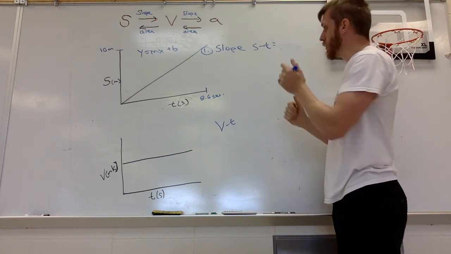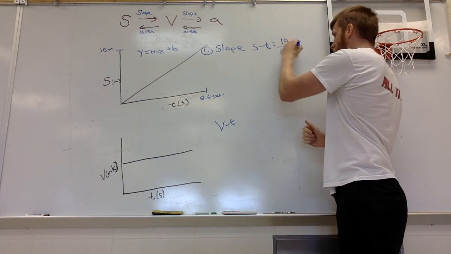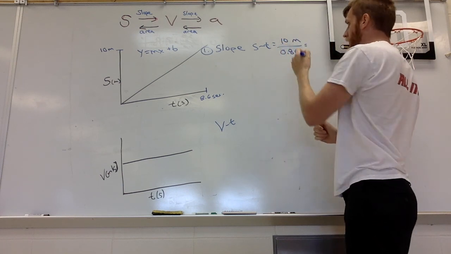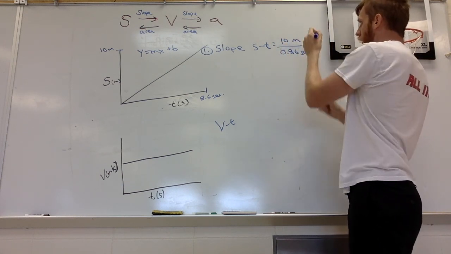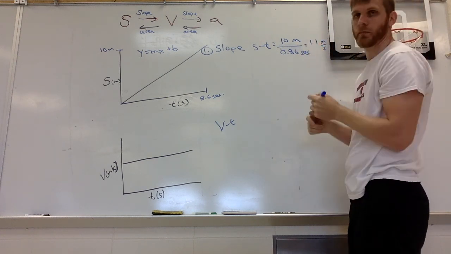I'm actually going to show that work. 10 meters divided by 8.6 seconds equals 1.1 meters per second. The symbol is m over s.